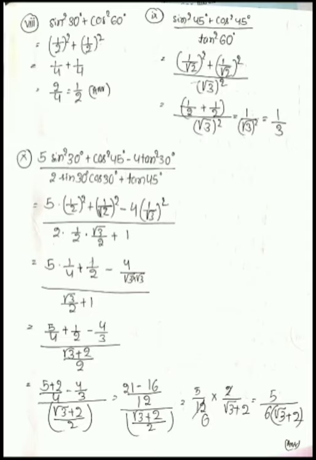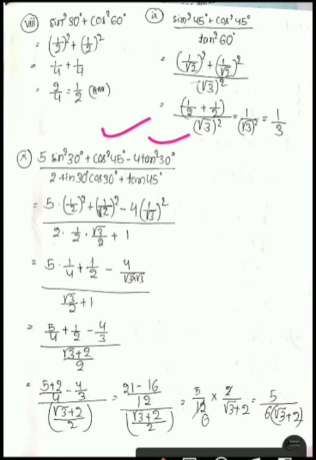Okay, in both the ways you can take it. Now number 10, 5 sin square 30 plus cos square 45 minus 4 tan square 30 whole by 2 sin 30 into cos 30 plus tan 45. Okay, sin 30 is 1 by 2. Cos 45 is 1 by root 2, tan 30 is 1 by root 3, sin 30 is 1 by 2, cos 30 is root 3 by 2, tan 45 is 1. Okay, I have taken all the values.